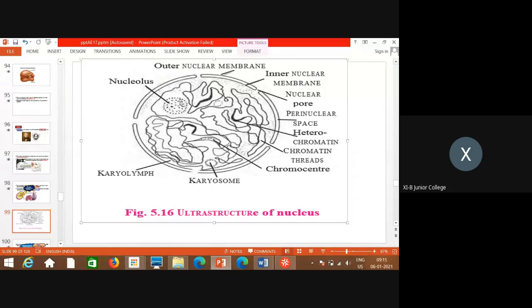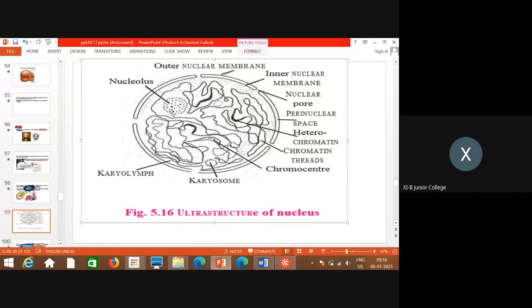Then next is the nucleolus. Sometimes a single nucleolus is present, or sometimes two, three, or many nucleoli are present. Depending on the activity of the cell and the requirement of proteins, the number of nucleoli varies. In general, a single or sometimes two nucleoli are present. Nucleolus is singular, nucleoli is plural. So generally one nucleolus is present, but in some cells, as per the requirement, many nucleoli are present.